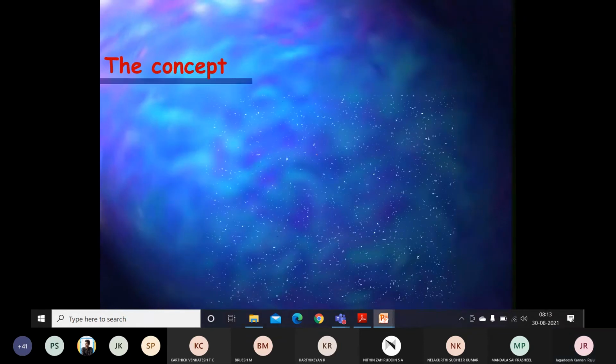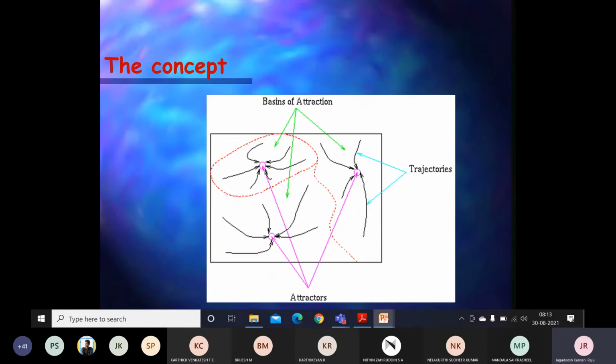Okay. The concept of Hopfield networks concentrates on these three parameters, or these three functionalities. So one, we call it basins of attraction. Next one is we call it trajectories, and the next one we call it attractors.